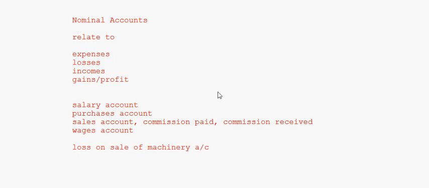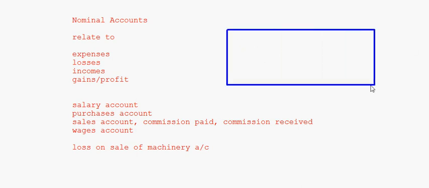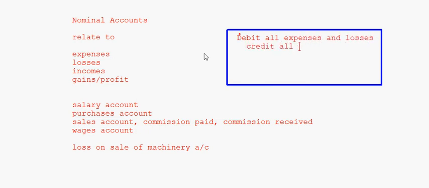Now we'll look at the rule for this. The rule for nominal account, I'll put here. The rule for nominal account is debit all expenses and losses and credit all gains and incomes. Fine. This is the rule. So whatever is the loss or expense, that is debited. Whatever is the gains and incomes, that will be credited.